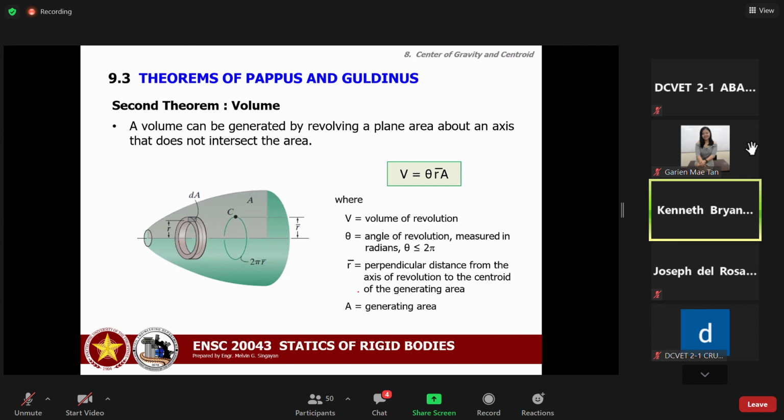A is the generating area. Okay? So imagine if you have a plane area like A, revolved about an axis, it will generate a volume. Okay? And the volume generated is defined by this formula. So this, and this is the perpendicular distance of the centroid to the axis of revolution. Okay? So yun. So that is the second theorem of Pappus and Guldinus.